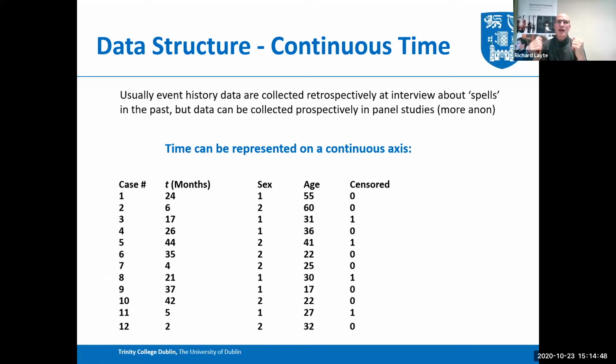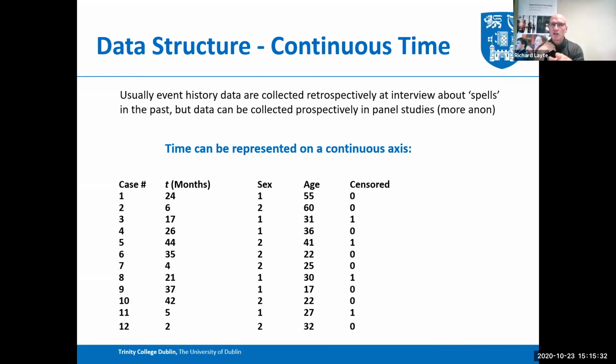Here, what we're looking at are sets of data. I just wanted to show you the data structure first, so you get an idea of it before I show you the approach that you take. You've got different cases, and you can see here I've got 12 people. What I'm giving you is the time that they were in some kind of state space, some kind of condition, some kind of position. You can see the time there in months varies, doesn't it? So case one has 24 months, case two only has 6 months. And then they vary in terms of their sex, 1, 2, male, female, and their age.